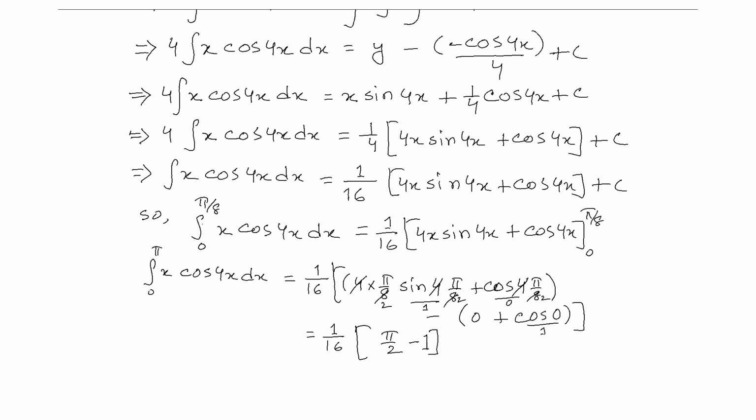So using the calculator, let me write this, integration 0 to pi over 8, x cos 4x dx, and using the calculator I got the value, which is 0.0356. So let's write 0.0356.